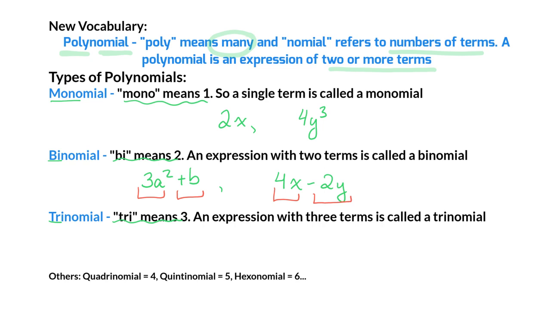And similarly with trinomial. Trinomial means I have an expression that has three terms. So it could be 5a plus 6b minus 3c. Here are three terms, so this is a trinomial. There are other polynomials, of course, and you can look up the Latin names for the beginnings, but I only need you to know for sure these three types.